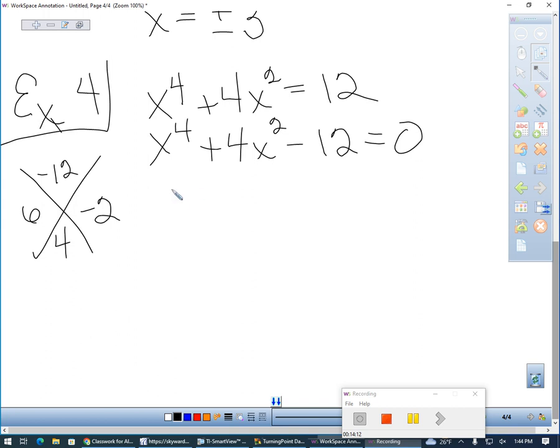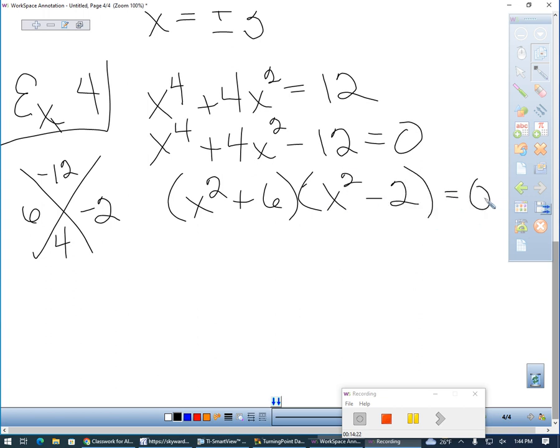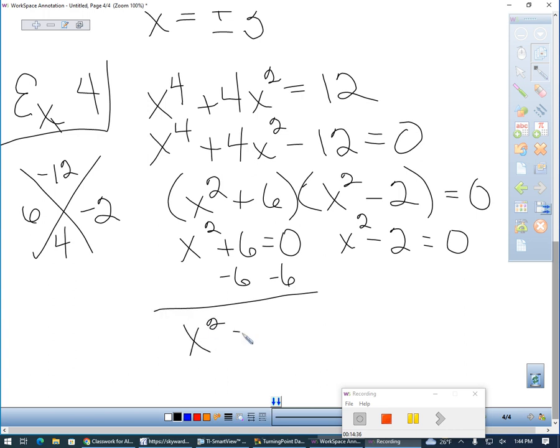Now we put them as factors. I have x squared plus 6, and I have x squared minus 2. What do I do with those factors? Set them equal to 0. So x squared plus 6 equals 0, and x squared minus 2 equals 0. I'm going to start by subtracting 6 to the other side. I get x squared equals negative 6. Yes, you can. Square root both sides. We get x equals plus and minus i root 6.